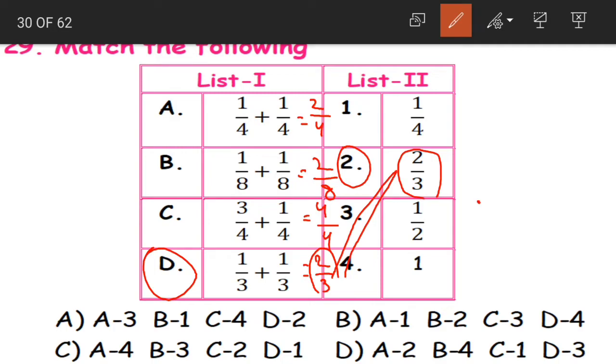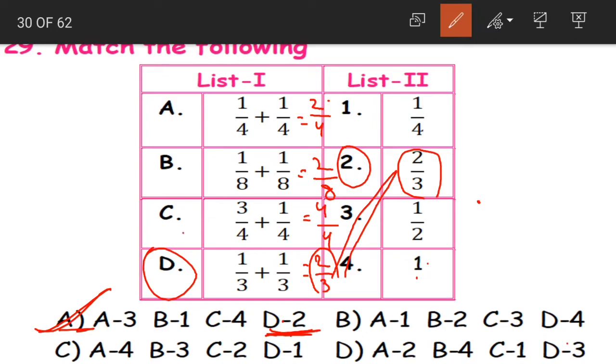Now if you are answering this question smartly and check the given options, only option A has D2. Only option A has D2. So even without solving the others, we can say that option A is the correct answer. Okay, but for the purpose of explanation, children, let us solve this.